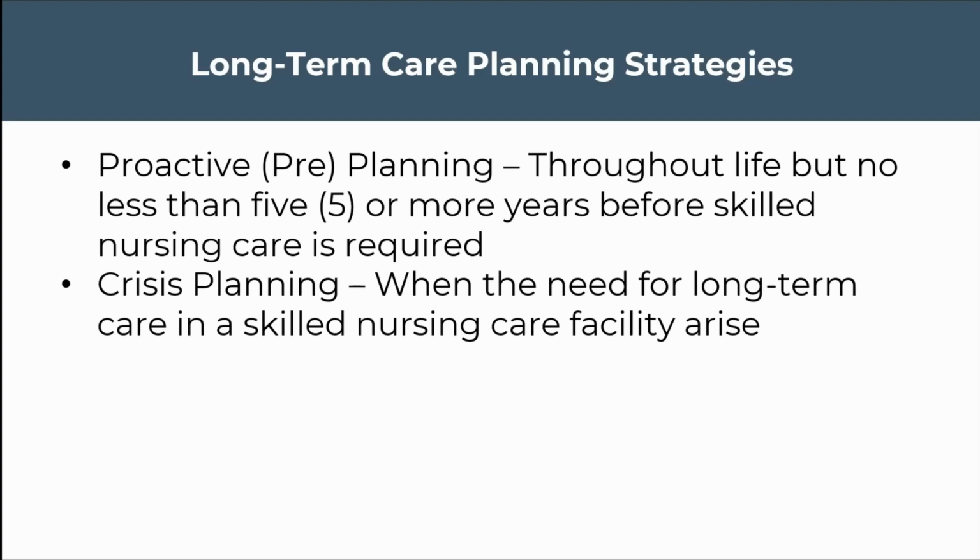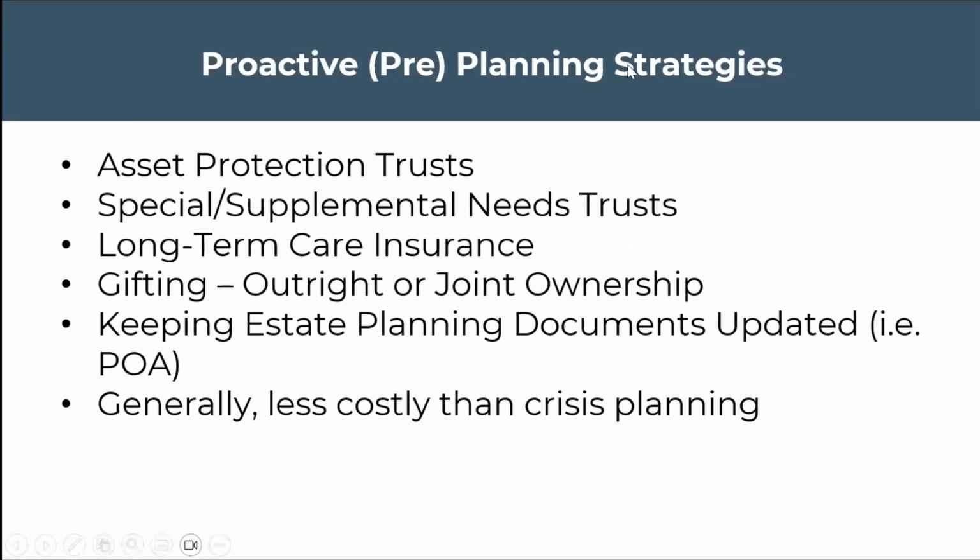Exempt transfers of resources occur 5 or more years out. That's why we like pre-planning, but you've got to do it. Asset protection trusts could be a trust like we've been talking about. They could be special and supplemental needs trusts for the benefit of a disabled child.